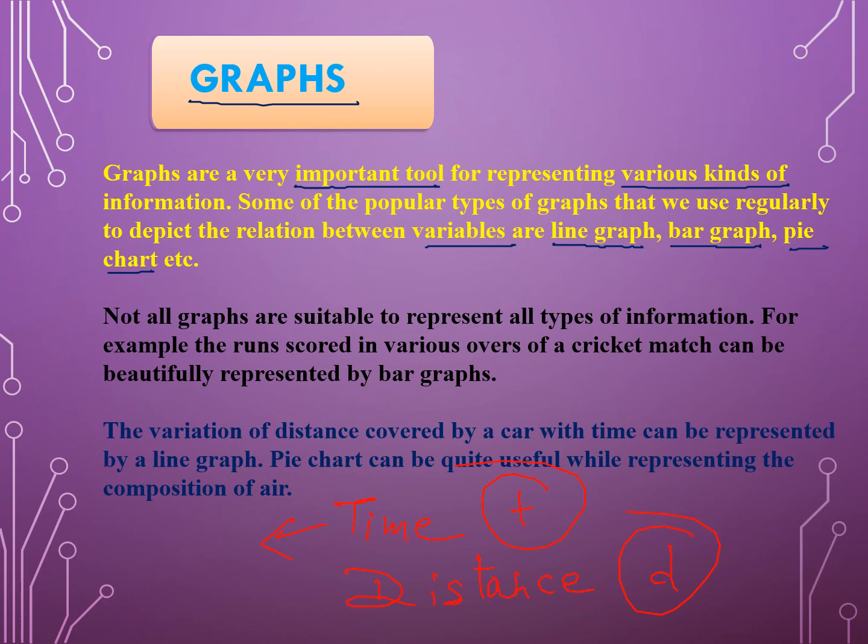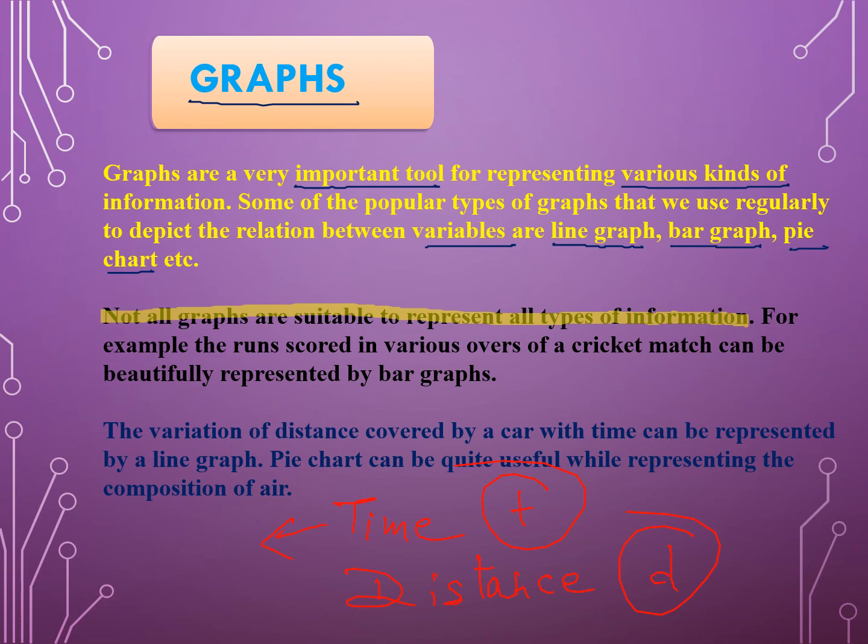So here is one more important aspect that I would like to mention. Not all graphs are suitable to represent all types of information. It may be possible that a few quantities you cannot plot on a pie chart, and a few points of information you cannot plot on a line graph. So first you have to understand which graph you should select to plot the given quantities.